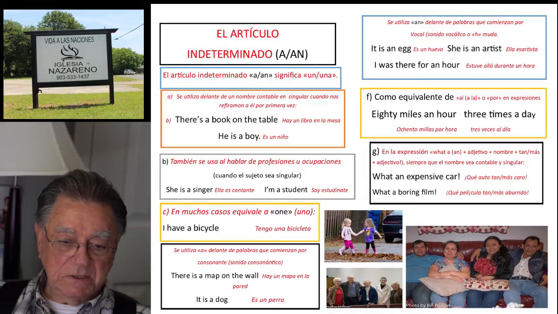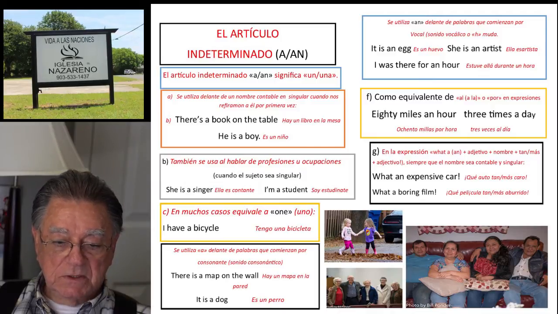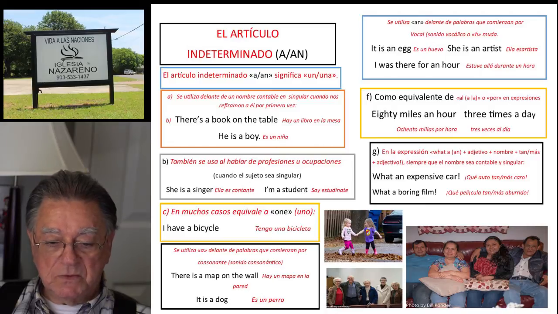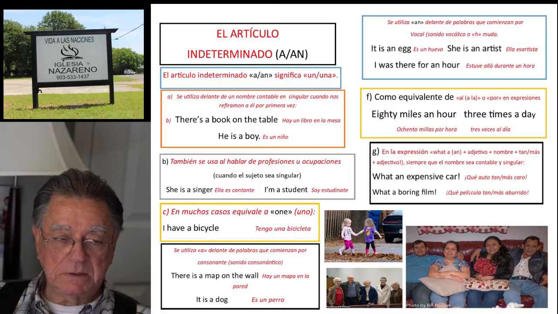Consonantes. Se utiliza delante de palabras que comienzan con consonante, sonido consonántico. Example, there's a map on the wall. There is a map on the wall. Here, a map. We don't say what map it is or what it is. There is a map on the wall. Hay un mapa en la pared.